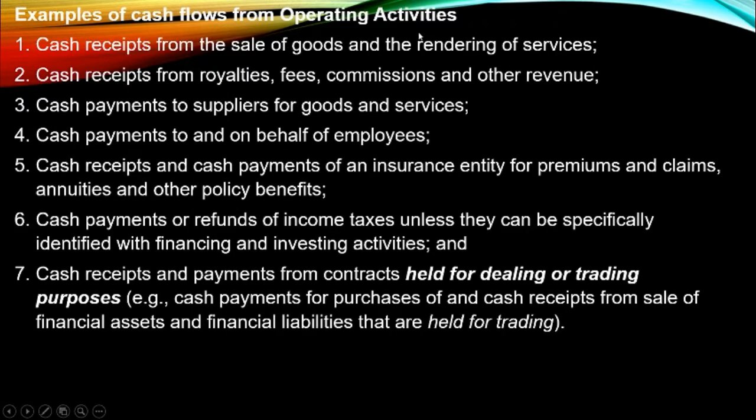Then examples of cash flows from operating: cash receipts from sale of goods and rendering of services, cash receipts from royalties, fees, commissions, and other revenue, cash payments to suppliers for goods and services, payments to and on behalf of employees, cash receipts and cash payments of an insurance entity for premiums and claims, annuities and other policy benefits, cash payments or refund of income taxes unless they can be specifically identified with financing and investing activities, and cash receipts and payments from contracts held for dealing or trading purposes.